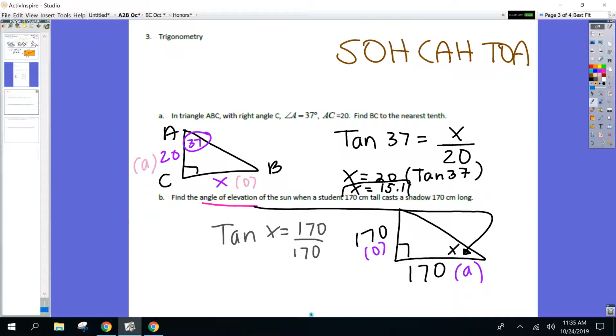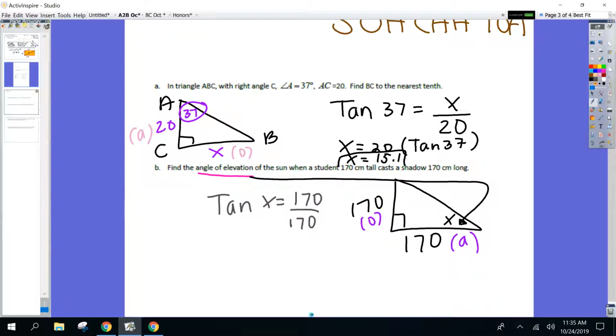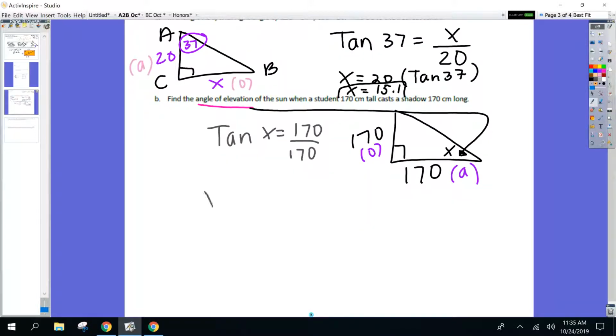And some of you can dig deep and remember this from 2 years ago. Because I'm not going to use the tangent button here. Anybody remember when you had to find an angle, what needed to happen? Darn right you do, Alex. Yes, the inverse button, the second button on your calculator. Second tangent. We remember that? Anytime you need to find an angle, you're going to use the inverse button. So I'm going to say x equals tangent to the -1 of 170 over 170.